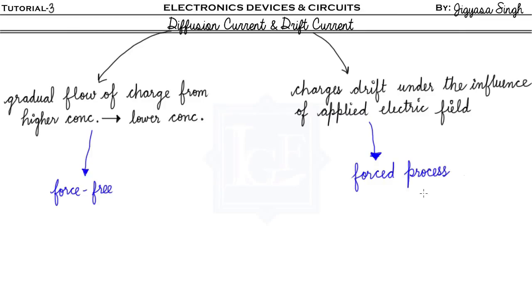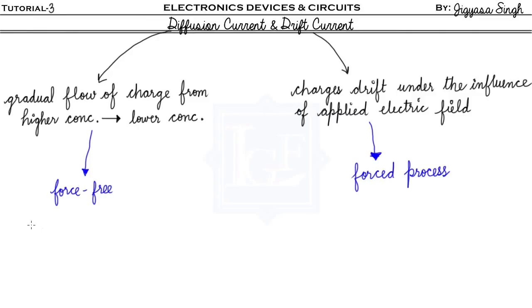Can you understand the difference? Just look at the words. Diffusion means it is going from higher concentration to lower concentration on its own. And why is it happening? It is happening due to the concentration gradient. While in this, they are drifting. And if we want to drift something, we have to apply an external force. So here that external force is the applied electric field. So this one is a forced process, while this one is a force-free process. Are we clear?